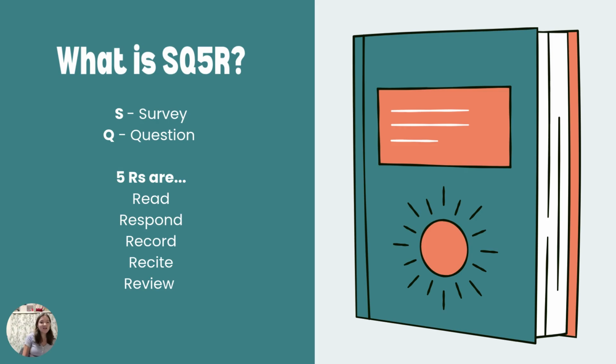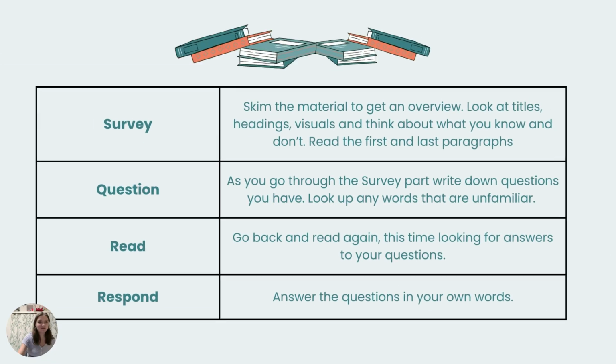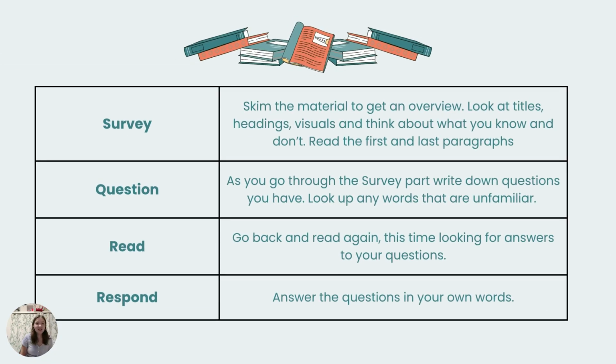Next, we have SQ5R broken down into steps. Survey is skimming the material to get an overview, making sure you're looking at titles, visuals, and headings, and thinking about what you know and don't. Also, read the first and last paragraphs. For question, as you go through the survey part, write down any questions that you have, and look up words that are unfamiliar. For read, go back and reread again, and make sure you're looking for answers to the questions that you wrote down.